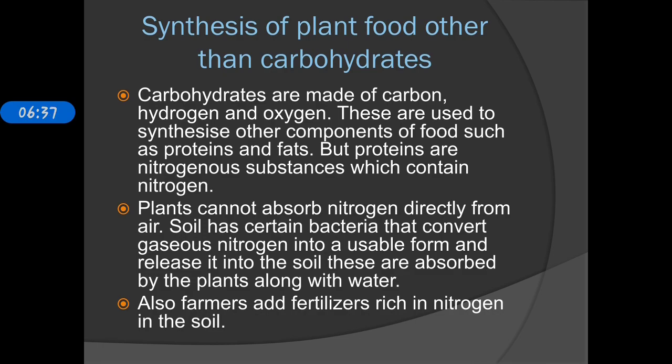Plants cannot absorb nitrogen directly from air. Soil has certain bacteria that convert gaseous nitrogen into a usable form and release it into the soil. These are absorbed by the plants along with water. Even though air has nitrogen, that is nitrogen in the gaseous form, plants cannot directly absorb it. So there are some bacteria in the soil which convert gaseous nitrogen into usable form.